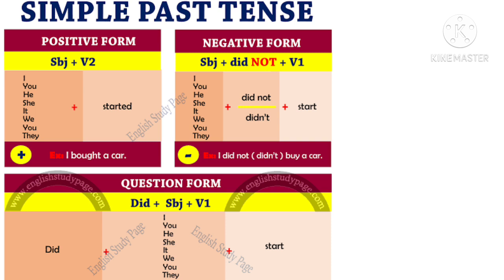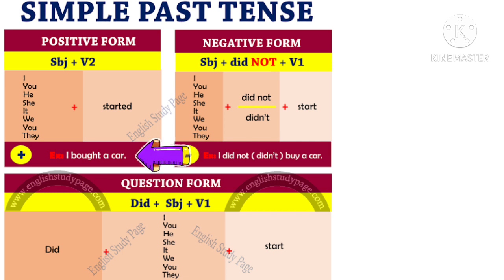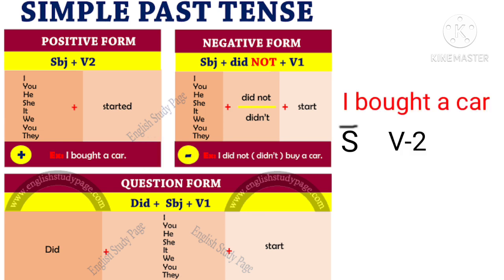We start from the positive form. The sentence consists of subject plus verb 2. For example, I studied. I as subject and then studied as verb 2. For example again, I bought a car. I as subject and then bought is verb 2 from the verb 1 buy. A car as object.